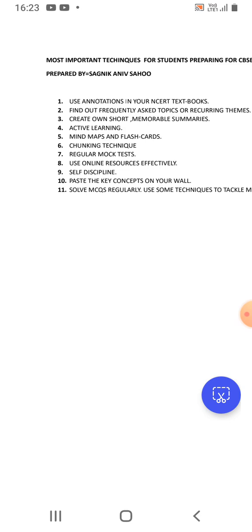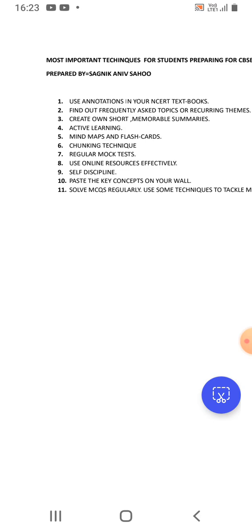Then sixth point, chunking technique. Chunking technique means actually chunking a huge concept or a huge content or any huge thing into smaller parts, breaking it down and making the process of learning more simplified. Breaking a complex thing into smaller parts can help you to learn in a more simplified manner.